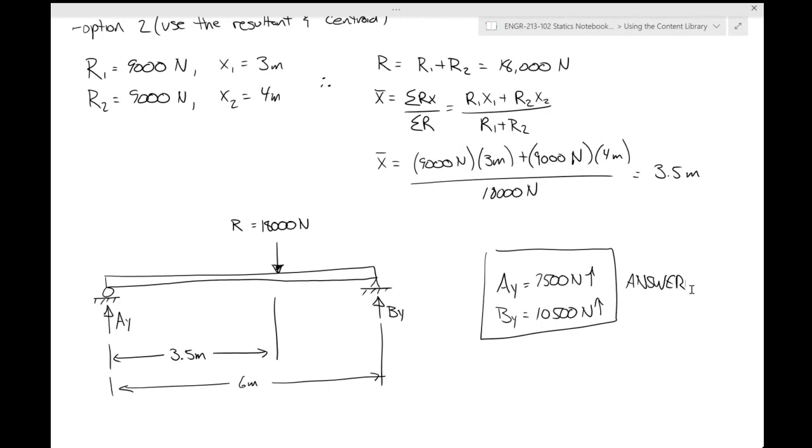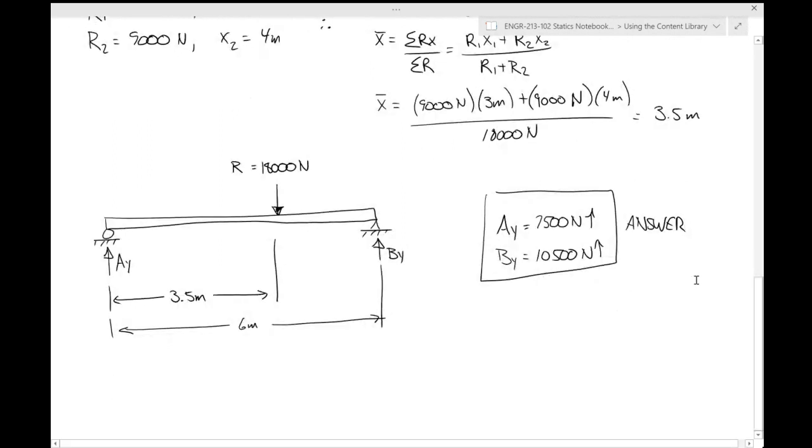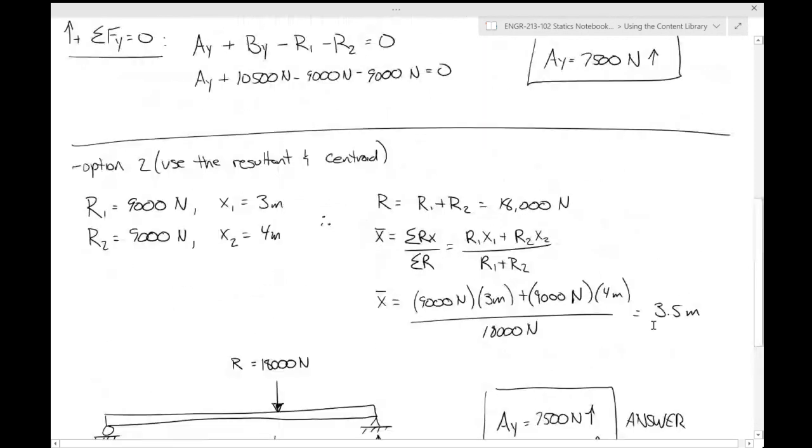So from there, you won't sum the forces, well, you can, but all that's going to tell you is that AY plus BY equals 18,000. You still need to sum the moments either at A or B. But what ends up happening is you're going to get 18,000 newtons times 3.5 meters, that's negative, plus BY times 6 meters equals 0, and then you need to solve for B.